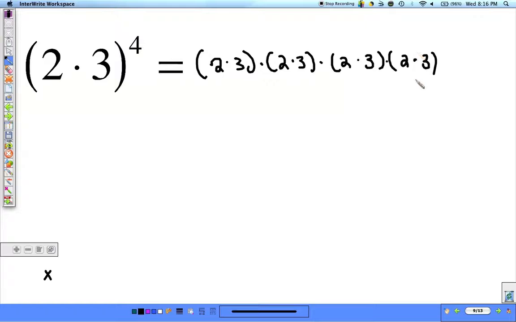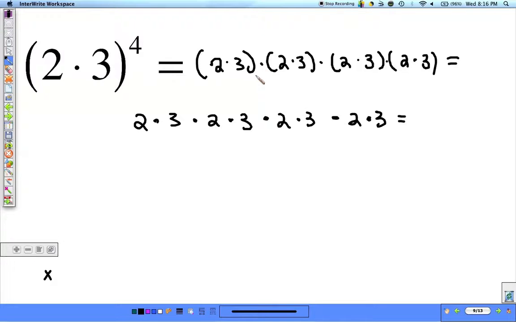Now again, multiplication is associative, and this is all multiplication, so we can just get rid of our parentheses. I'm going to rewrite this as 2 times 3 times 2 times 3 times 2 times 3 times 2 times 3, because I don't need the parentheses since it's all multiplication.